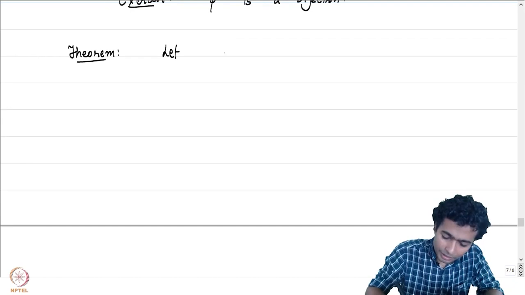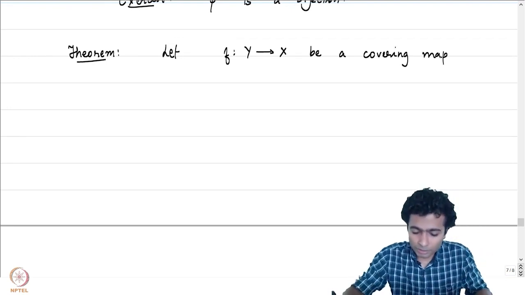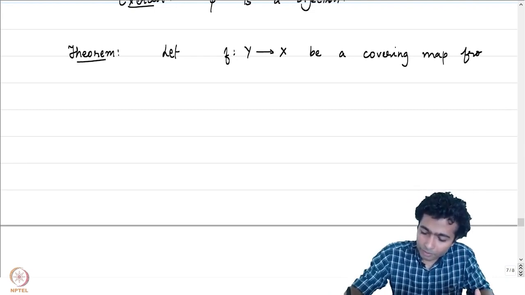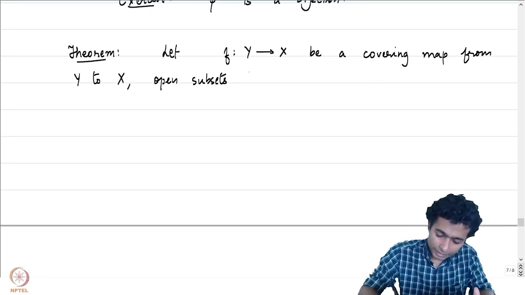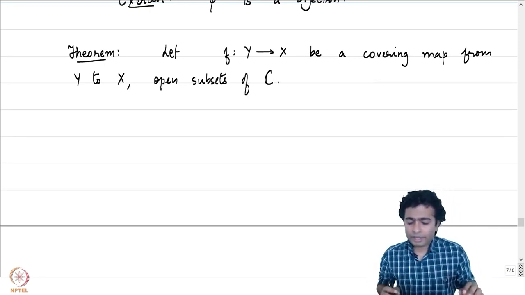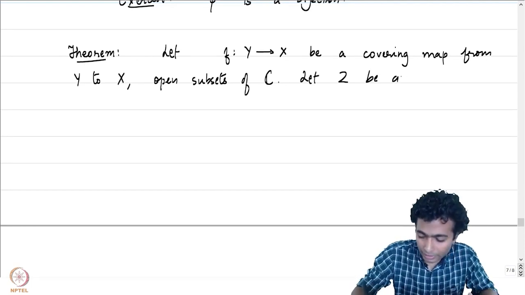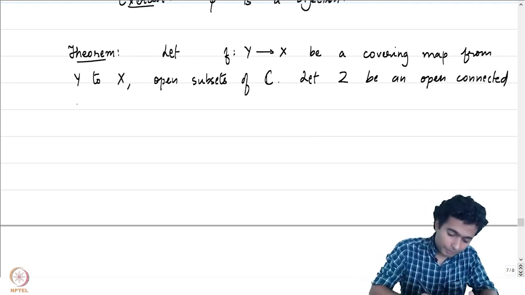Let F be a covering map from Y to X. The covering map is from an open subset of C to another open subset of C. Covering map from Y to X, open subsets of C. And let us take some open subset Z. Let Z be an open connected subset of C.